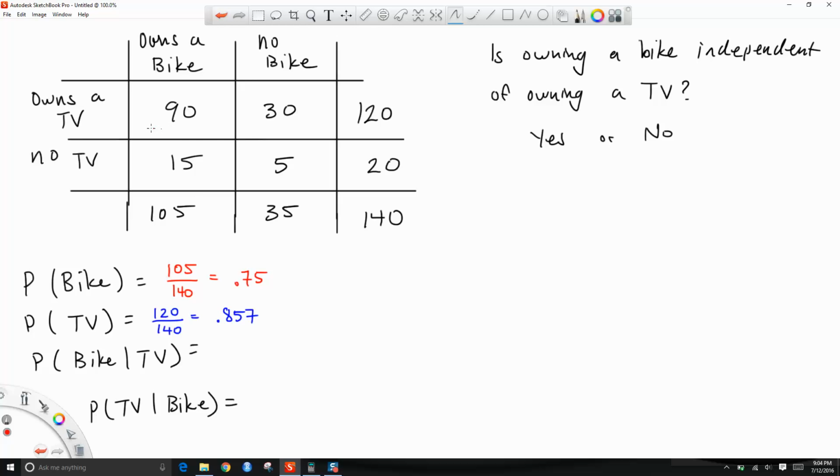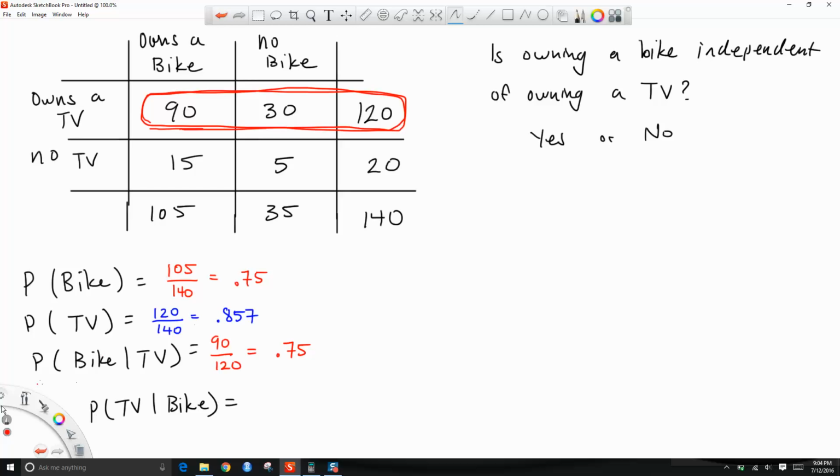What's the probability that someone owns a bike if we know they have a TV? As soon as we see the given TV, we are now limiting ourselves just to this row. These are the only people that matter for that question. So this is going to be 90 out of 120. We have 0.75.